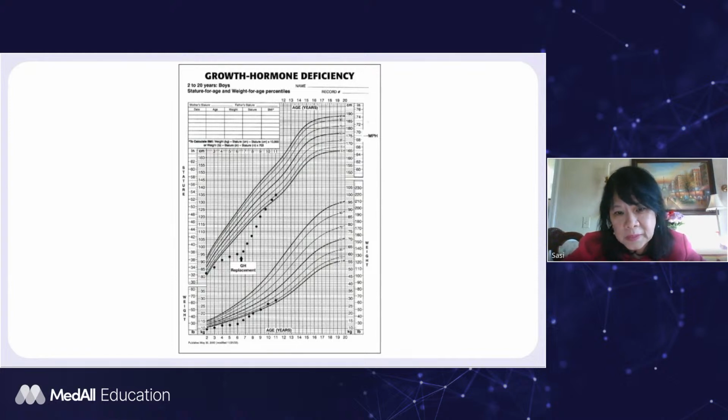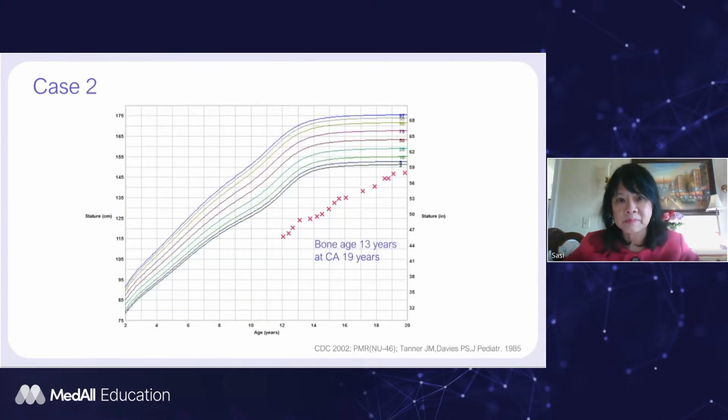So this is why it's important to make a diagnosis early so you can have early catch-up growth, and that can help to have an optimal growth outcome in children with growth hormone deficiency.